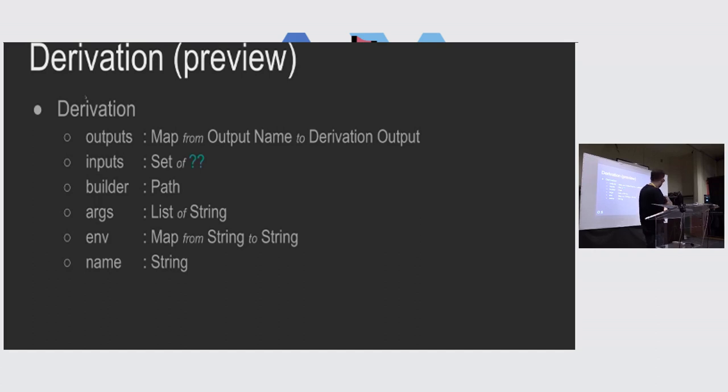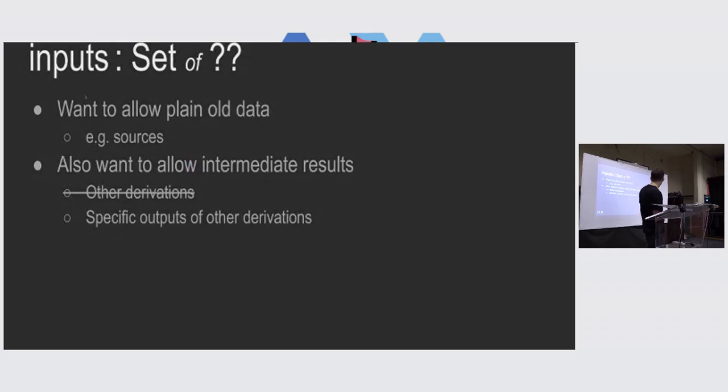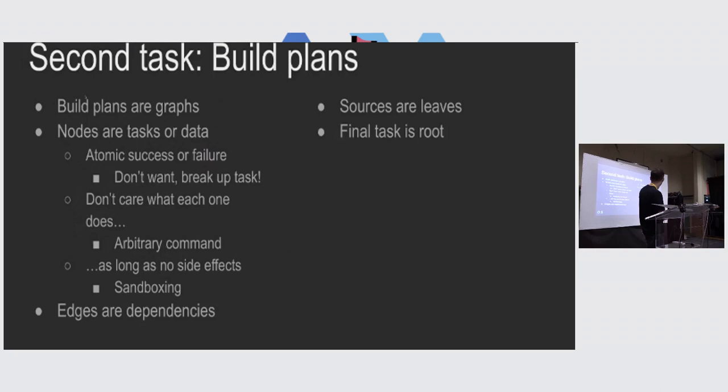The question would be, what is the inputs exactly? And so we want to reference the plain sources, the plain old inputs, but we also want to reference the outputs of derivations.